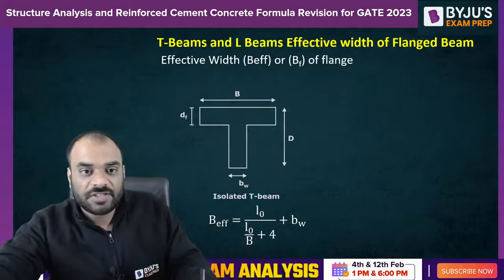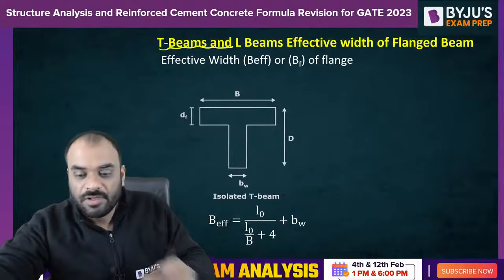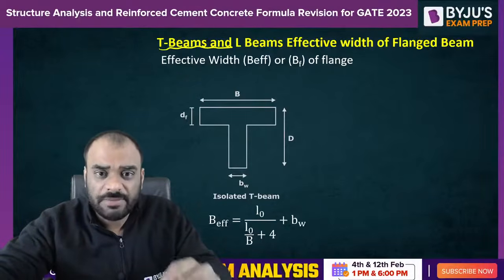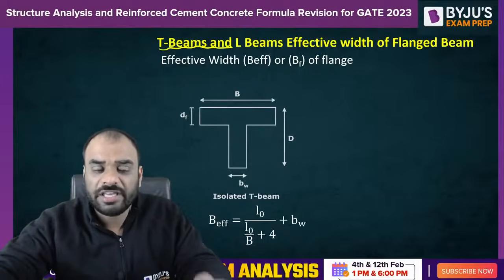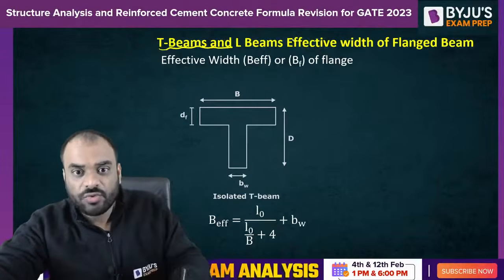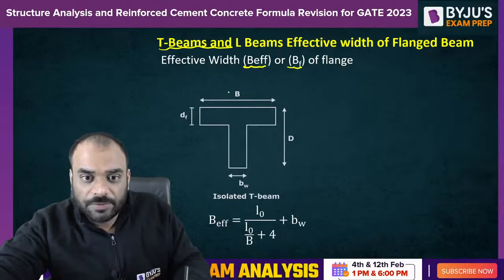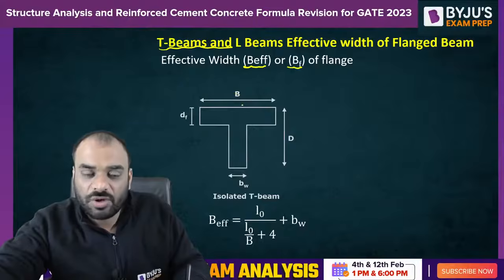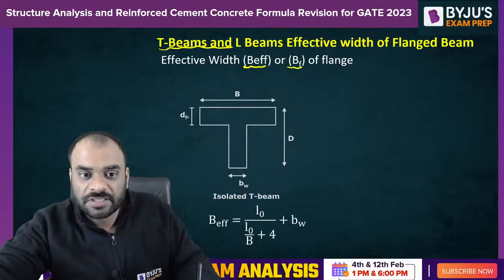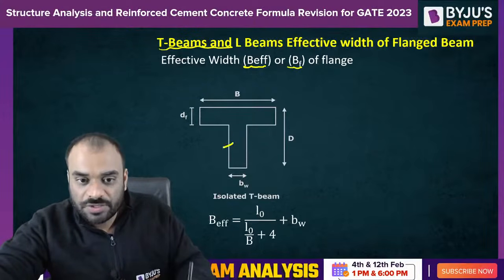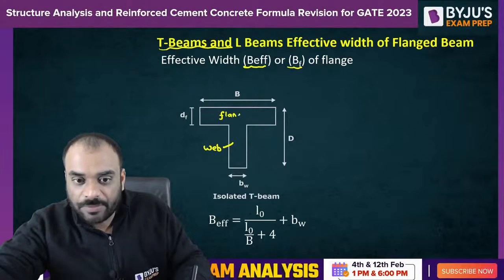So next type of section is basically our T-beam or L-beam. So guys, the most important thing in case of T-beam and L-beam is to find out the effective flange width, right? Which can be represented by B effective or Bf. Let us suppose this is our B, which is the width of the T-beam. This is Df, our depth of flange part. This is D, which is overall depth, and this is Bw, our width of web. This is basically web area, and this one is our flange area.